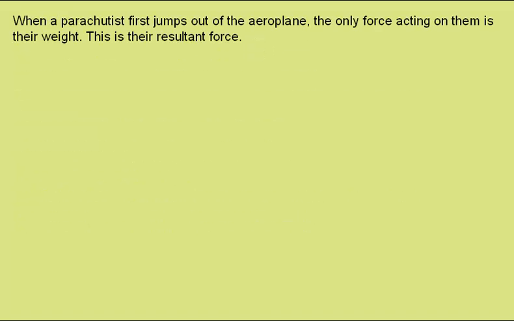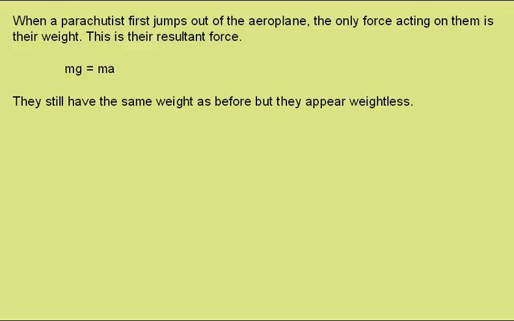When a parachutist first jumps out of the aeroplane, the only force acting on them is their weight. This then is their resultant force. So mg is equal to ma. They still have the same weight as before, but they appear weightless.